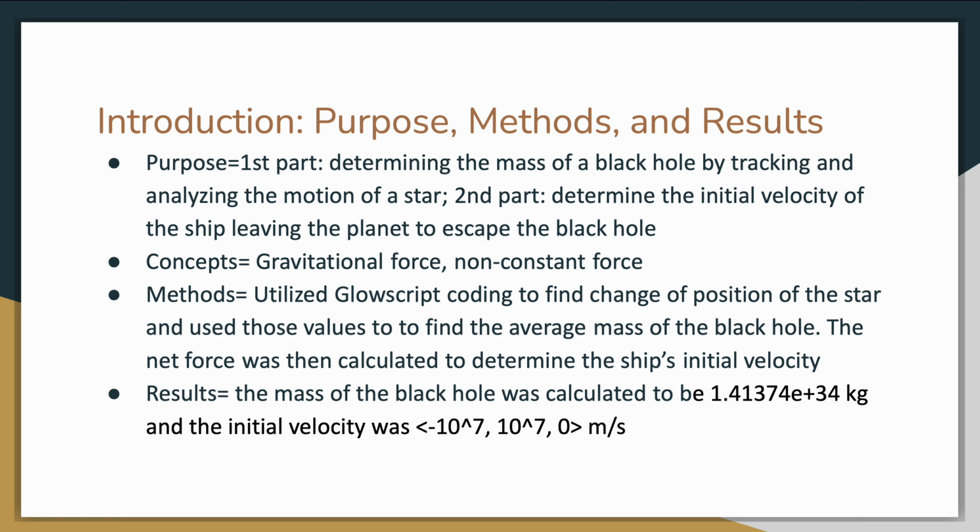The main method of this experiment was to use GlowScript coding to find the change of position of the star and use those values to find the average mass of the black hole. The net force was then calculated to determine the ship's initial velocity. The main result of this experiment was that the mass of the black hole was 1.41374e34 kilograms, and the initial velocity is negative 10^7, 10^7, 0 meters per second.